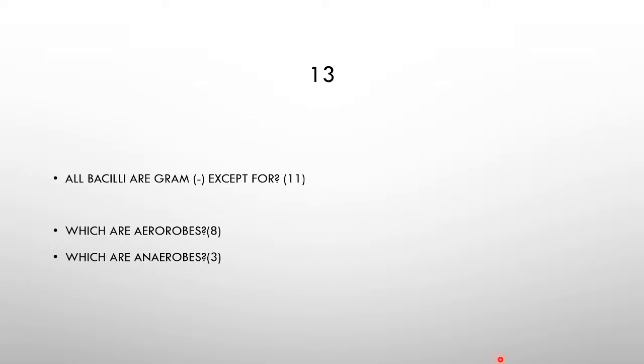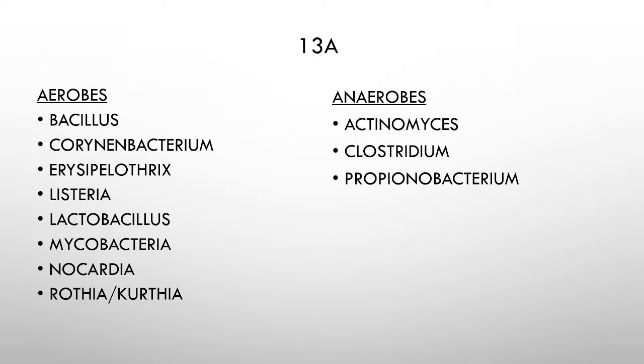Alright. Walang nanalo. This is our answers. Organize nyo kasi. The aerobes start with Bacillus, Corynebacterium, Erysipelothrix, Listeria, Lactobacillus, Mycobacteria, Nocardia, Rothia, Curthia, Actinomyces, Clostridium. Propionibacterium is the last one that you did not say. Okay? Yun yung wala. Meron si Alexis, wala ka naman. Sayang. Very strict tayo. 100 peso GCash na yun.